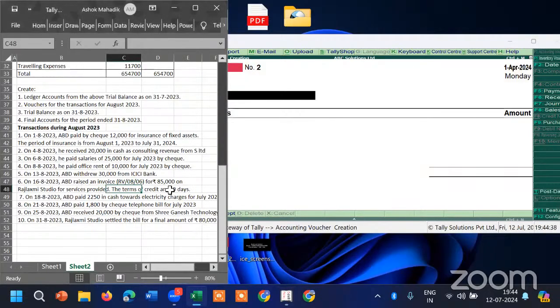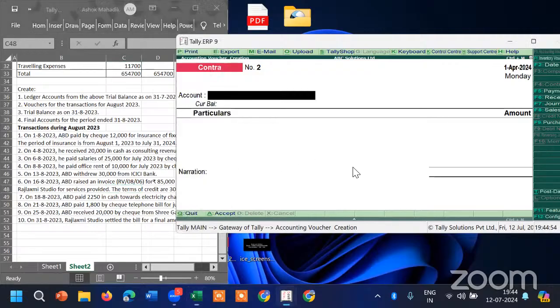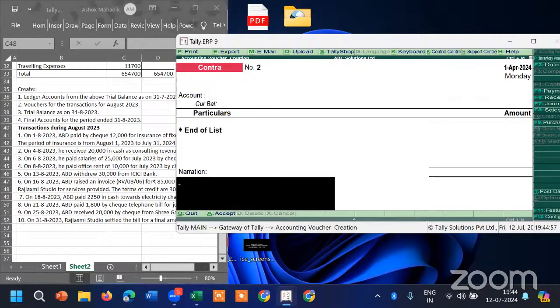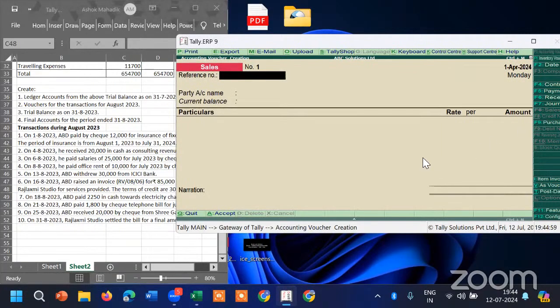Next, ABD raised an invoice for rupees 85,000. This means professional services provided without getting money, so we have to raise a bill, that is an invoice. It's a sale, so F9, F8, we have to press F8. Reference number, whatever number they have given, you can write that. RV8 08906.